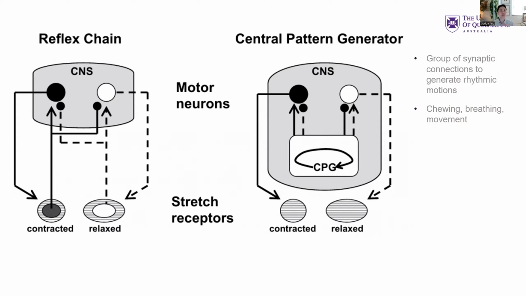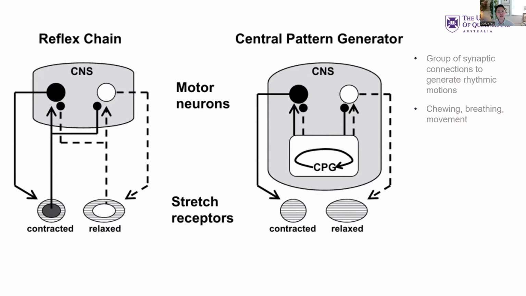Now, a central pattern generator works slightly differently in that the stimulus required for a resultant response is internal. So it's an internal circuit that is built so that the very response itself is the stimulus for a repeated response. So you can think of central pattern generators both in yourself as a person, but also in insects as a group of synaptic connections.